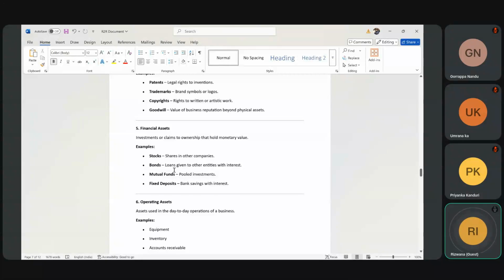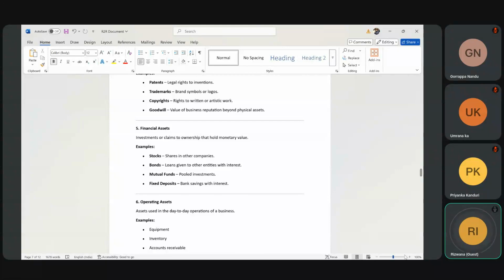Bonds are loans given to other entities with interest. Even one company will give funds to another company as financial support for interest. That is bonds. Mutual funds, right? Pooled investments which we do, like mutual funds, they advertise also on television, that you can invest and get a higher rate of interest. And we do day-to-day fixed deposits in our bank for interest. These are financial assets. Clear till here?